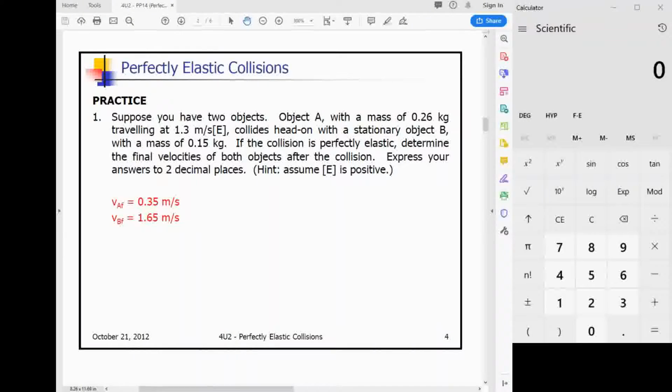Because it says it's elastic, we can assume it's elastic. In other collision problems, if it doesn't say it's elastic or inelastic, then you can't assume it's either. You'll have to do a different type of analysis before. We're asked to determine the final velocity of both objects and express our answer to two decimal places, which is a little bit different than expressing our answer with two significant digits. I'll get into that a bit later as well. So let's try this problem out.